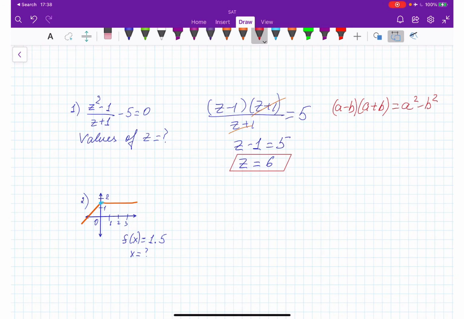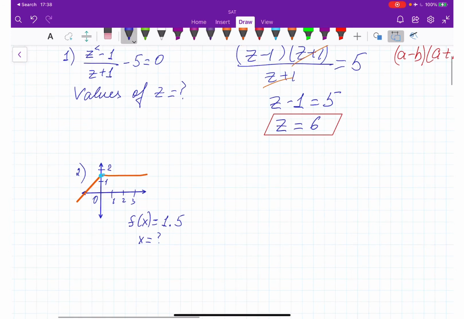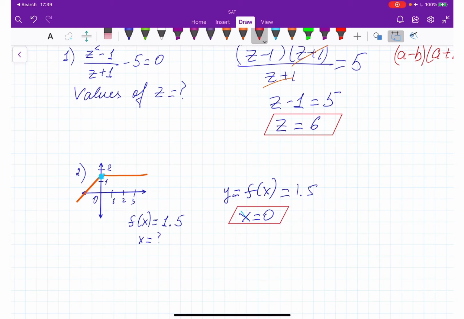For question number 2, we need to find a value of x when f of x is equal to 1.5. When we say f of x, we mean y, because y is a function of x. So when y is equal to 1.5, which is right here, then x is going to be at this point. How much is my x? X is going to be 0, right? Okay, that's all. Pretty straightforward. Moving to question number 3.